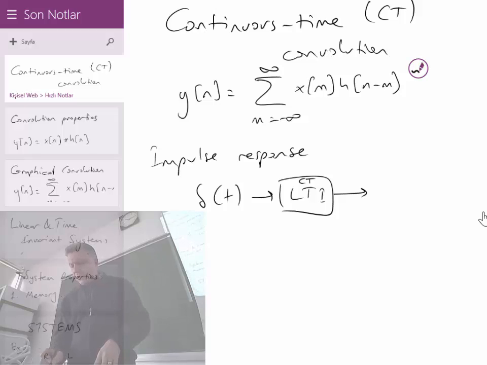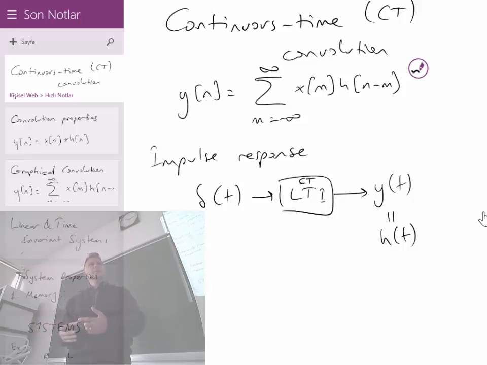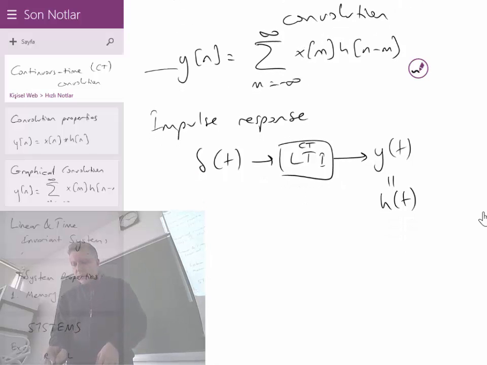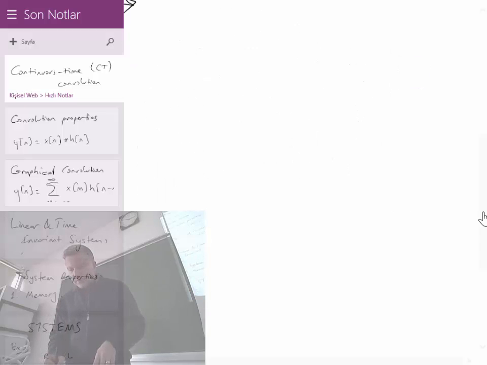delta of t going into the continuous time LTI system, and you observe y of t, and we will call this y of t the impulse response, and we will use the same notation. It's not h of n, of course, this time it's h of t, which is the impulse response. Let's assume this kind of an input-output relation. Then, this convolution operator will have an analogous, simple form in continuous time too, like this.